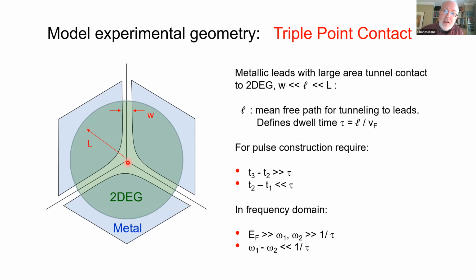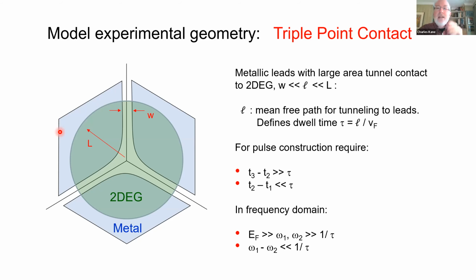And of course I don't want the electrons to immediately go into the metal. So here's the issue: there's a kind of mean free path that defines how far an electron travels in the 2-deg until it tunnels into the metal. And that depends on how big the tunnel barrier is between the two-dimensional electron gas and the metal contact.